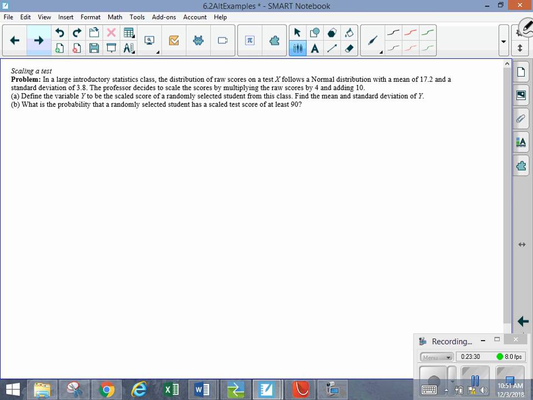Before we were dealing with discrete probability distributions. This one is continuous. It says it's a normal distribution. In fact, it looks like it is normal with a mean of 17.2 and a standard deviation of 3.8. He is going to scale the scores by multiplying them by 4 and then adding 10.